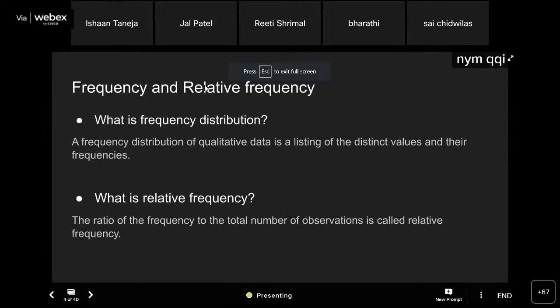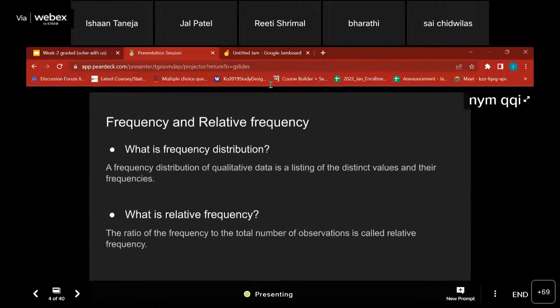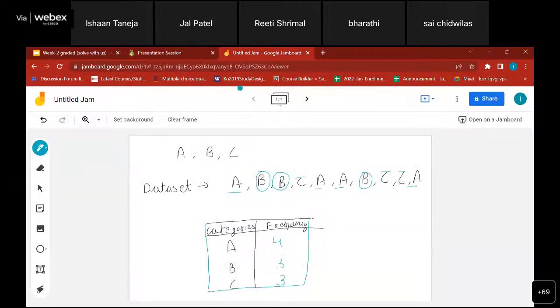Moving further, we have relative frequency. Relative frequency represents the ratio, or in other terms, the proportion of times that category is occurring. So again, if we check out the example we have, you see that total frequency is 10, right?